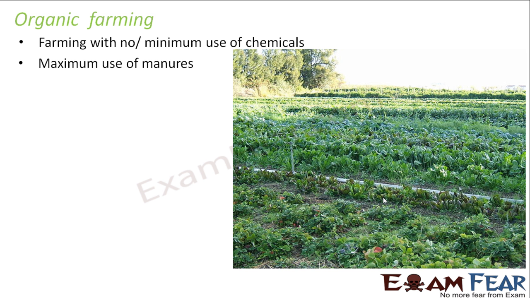So maximum use of manures, healthy cropping patterns, these are some of the key points of organic farming. So we use more of manures, we try to minimize the use of fertilizers, because end of the day they are chemicals, right? And healthy cropping patterns. What do we mean by healthy cropping patterns? That means the way we are selecting the crops, which crop should be grown first, which crop should come next. So anyways we are going to talk about cropping patterns in the next topic, so things will become clear to you, right? So this is organic farming.